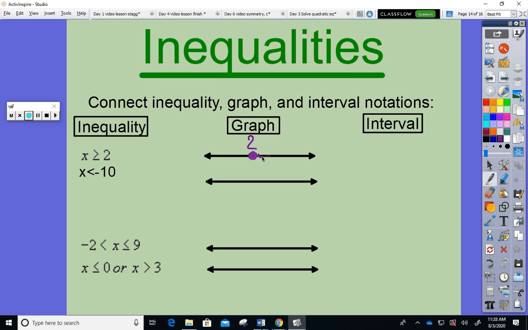All right. Do you know that we write that in interval notation as bracket 2 to infinity? So are you with me that your intervals must be read from left to right? Order matters. Brackets go with closed circles. Parentheses go with open circles. So on this one, x is less than negative 10. So I'm going to open circle negative 10, shade left.